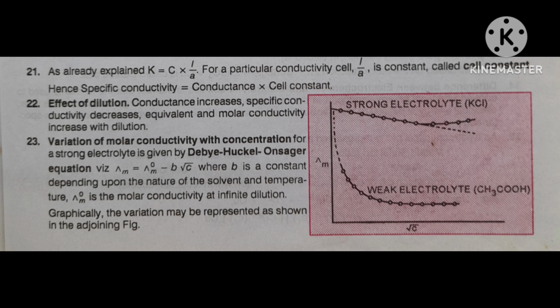In the case of the weak electrolyte, it is coming down, but for the strong electrolyte, the molar conductivity is at the top, high. Upside means more, down means less. So in comparison to acetic acid, weak versus strong, the strong electrolyte's conductivity is more. This is what I have discussed about the variation of molar conductivity with concentration for a strong electrolyte.